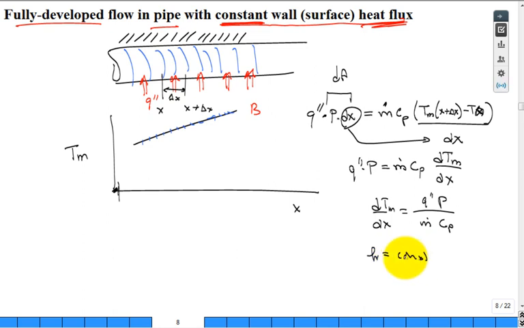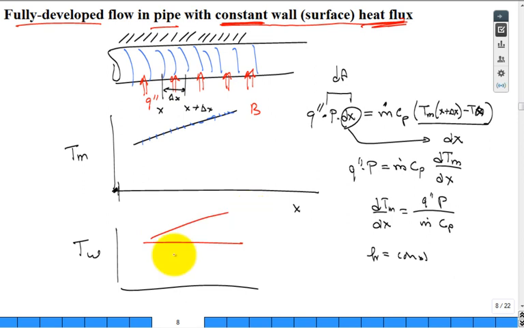Now, we already said that h for this problem is a constant. The convection coefficient is a constant. It's not changing as a function of x. This is the harder question. What does the surface temperature, the wall temperature, do as a function of x? Maybe I plot it on a different plot. T wall, not mean temperature. Is it constant? Does it go up or does it go down? A, B, or C with distance? What does the wall temperature do?